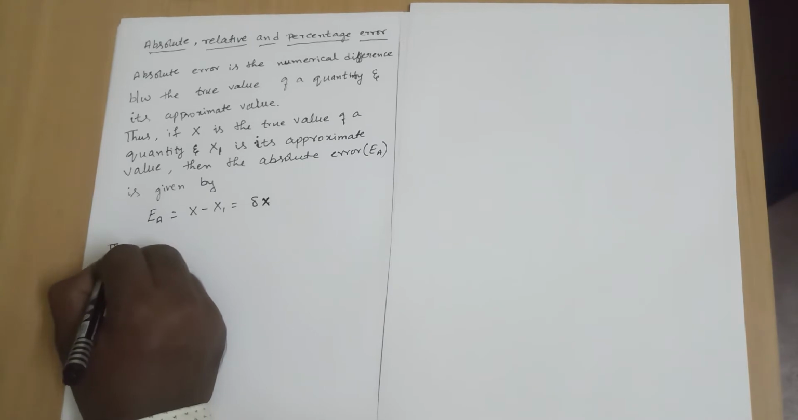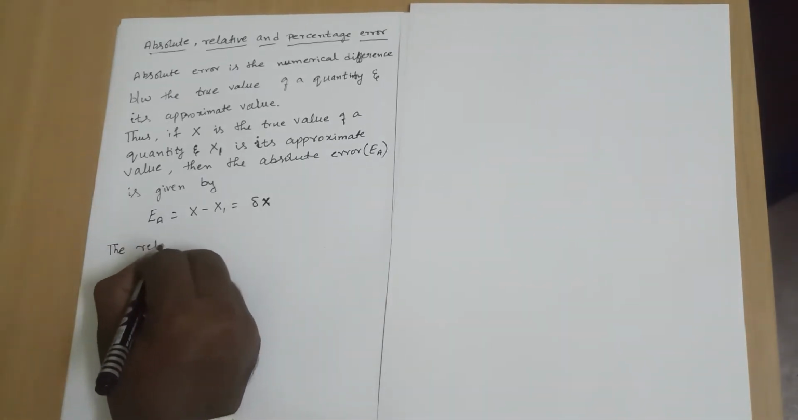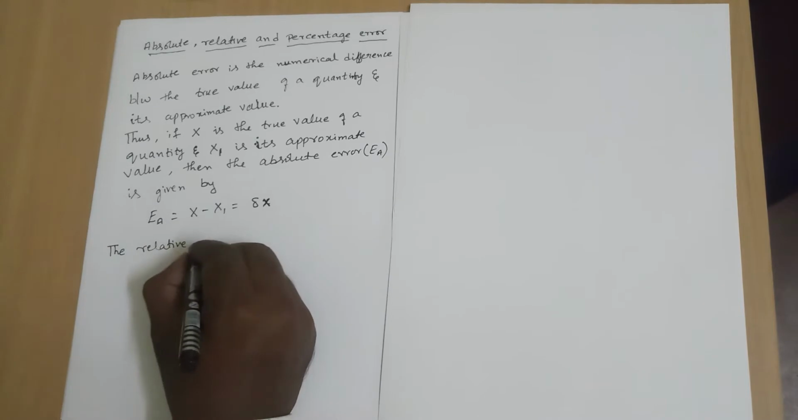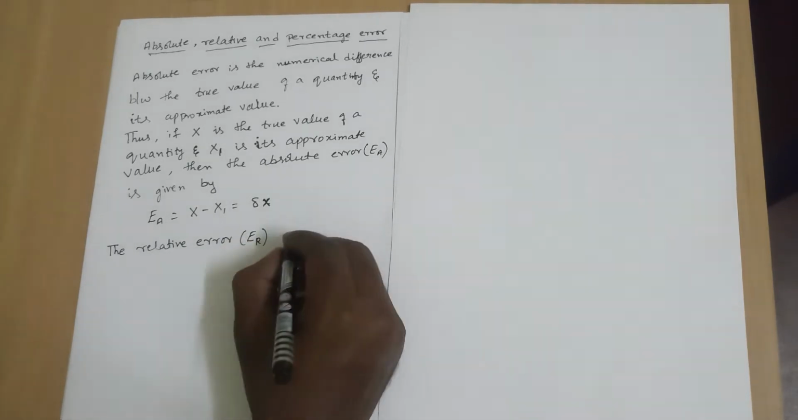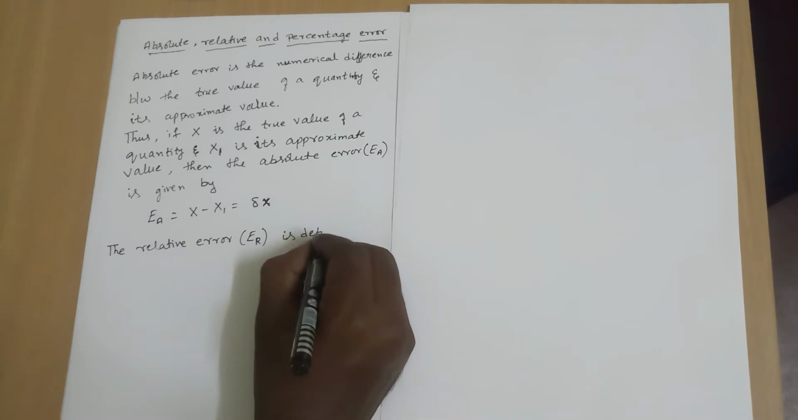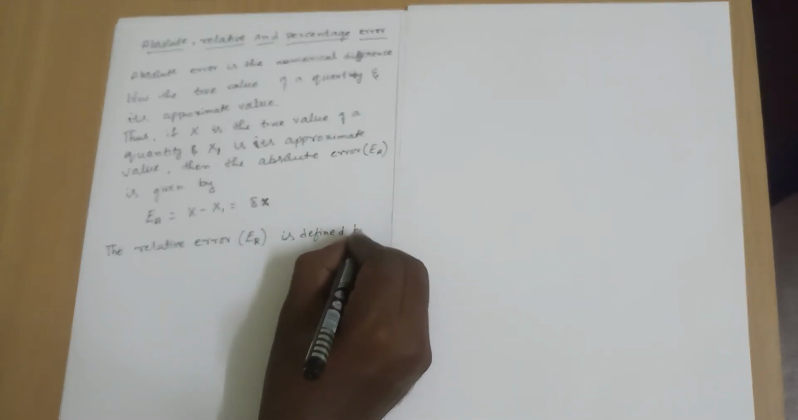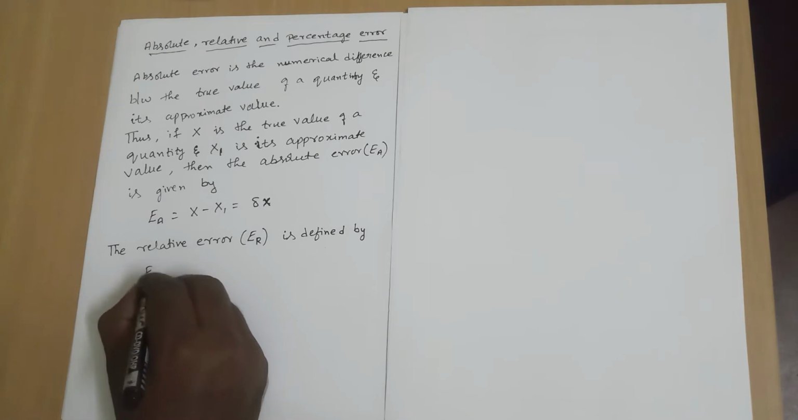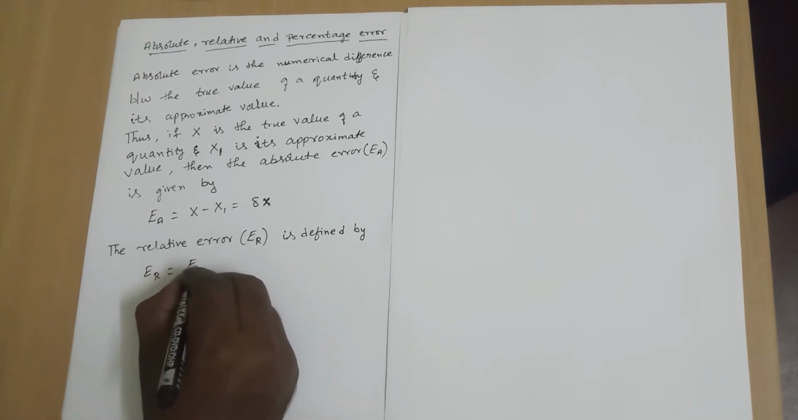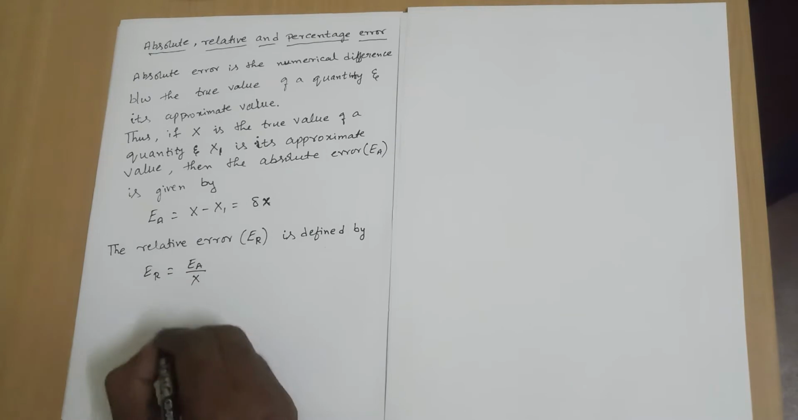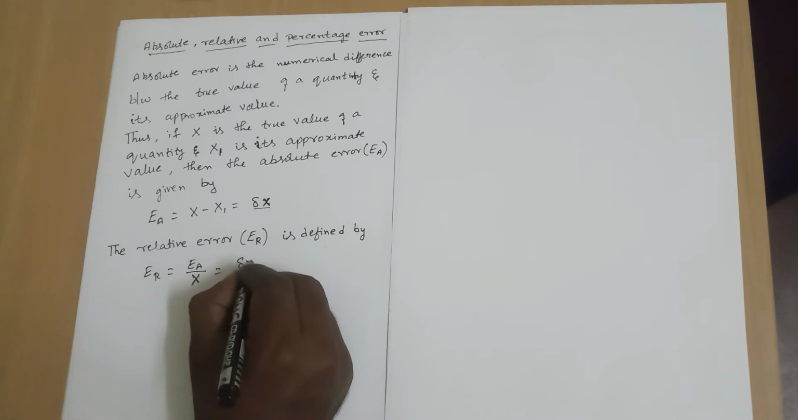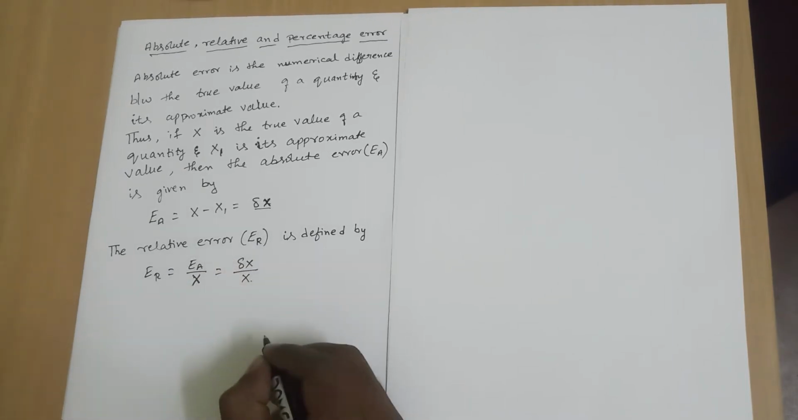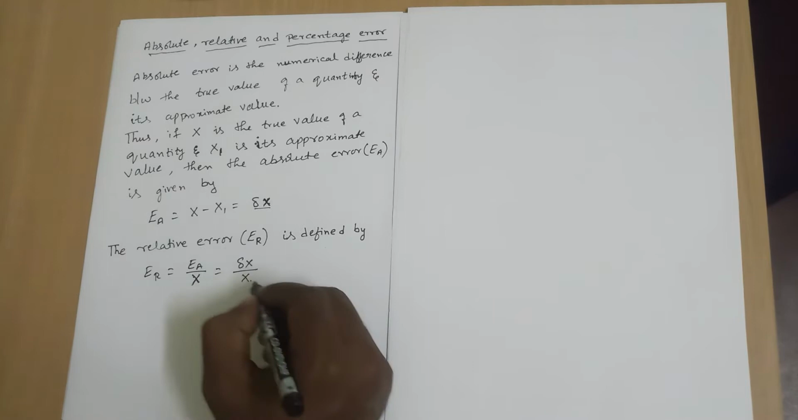Now the relative error, we will define this one as ER. ER is defined by ER equals EA divided by capital X. So EA is delta X, so ER is delta X divided by capital X. You have to remember these formulas.